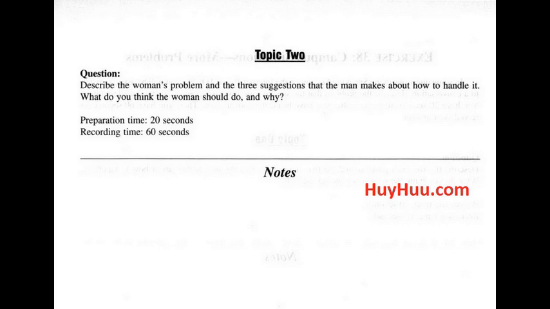Exercise 37, Topic 2. Listen to a short conversation, then listen for a question about it. After you hear the question, you have 20 seconds to prepare and 60 seconds to record your answer. Now listen to a conversation between two students.